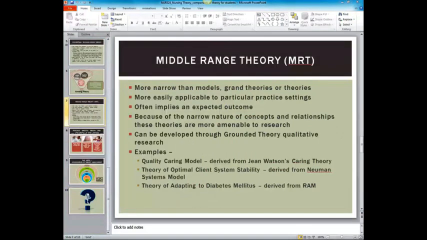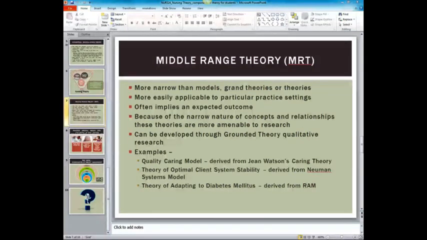Middle range theory is one of the newer types of theory out there. It is more narrow than models and grand theories and theories, obviously. It's more easily applicable to particular settings. Where we just talked about grand models are really broad and nurses operationalize them a little bit differently. You get into theories, it guides that practice a little bit more succinctly.